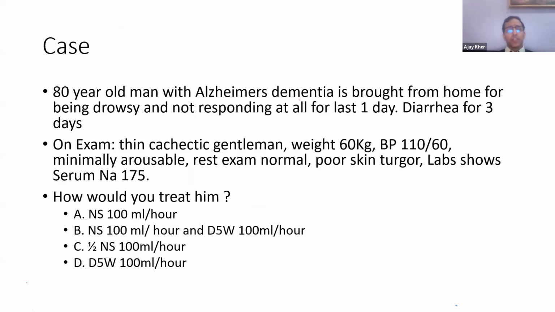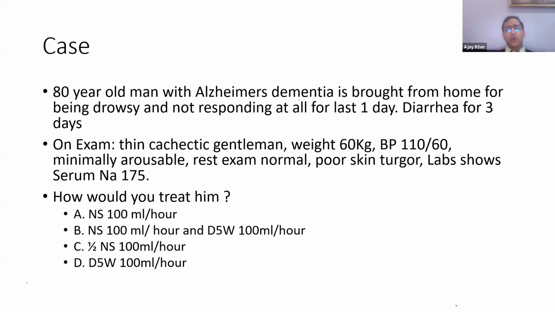So now we'll take another patient, an 80-year-old man who has Alzheimer's, is brought from home for being drowsy, not responding, diarrhea for 3 days. And we see a thin cachectic gentleman with a weight of 60 kg, blood pressure is 110/60, minimally arousable. He has poor skin turgor, lab shows serum sodium of 175. So how would you treat him? Normal saline plus D5, half normal saline, or just D5.